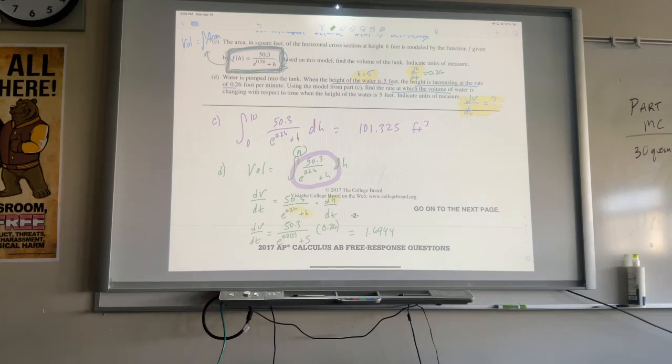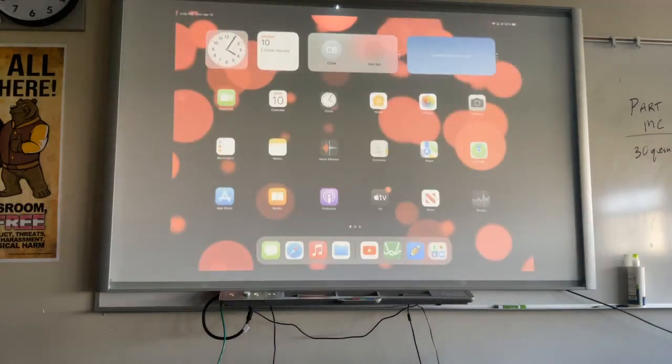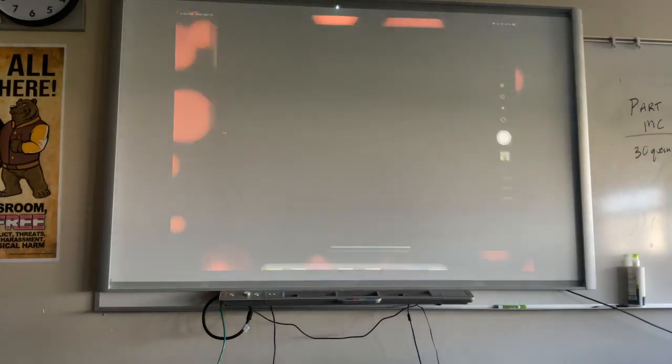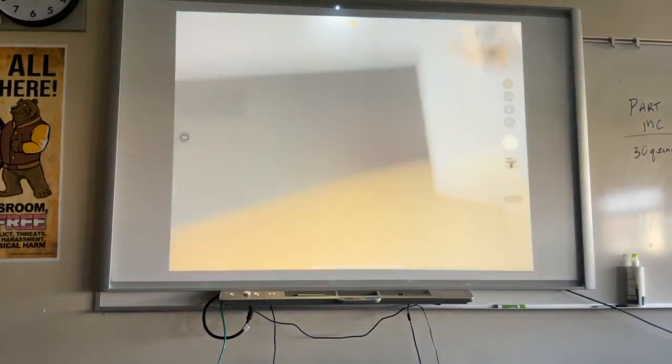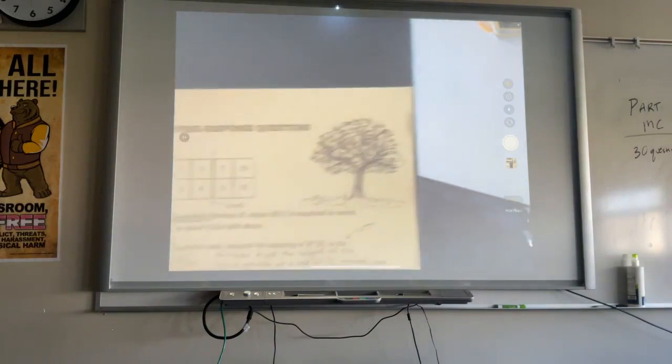I think I want to do particle motion next. You guys want to do particle motion? No, I love particle motion. This was the tree. 2019 number 2. Look at my beautiful tree, guys.